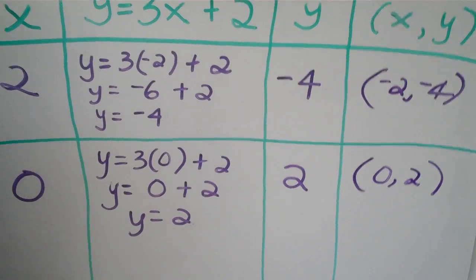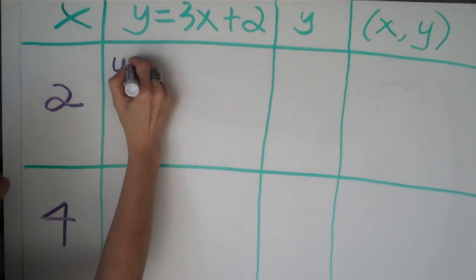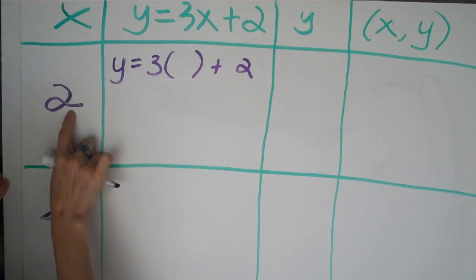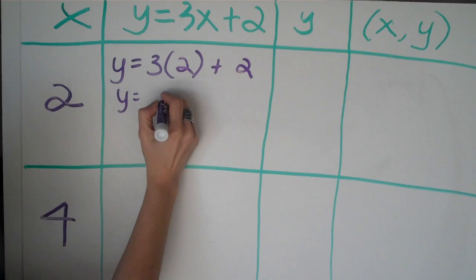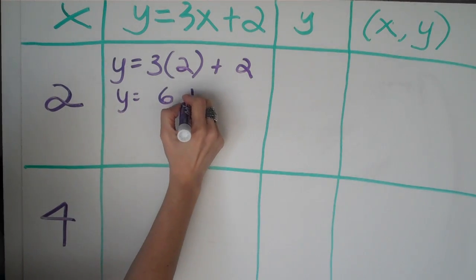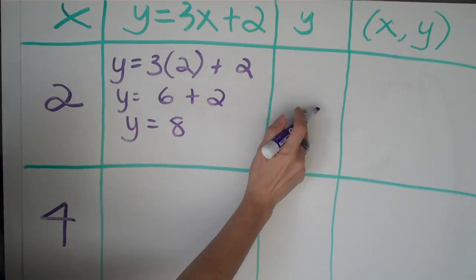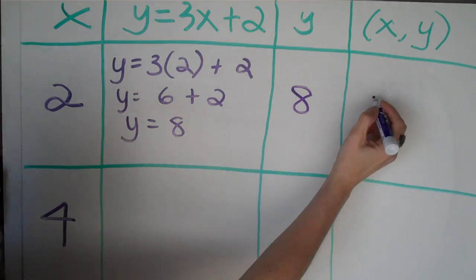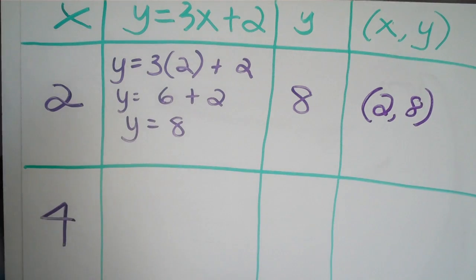Okay, so I'm going to continue this chart, and now our x is equal to +2. So y equals 3 times something plus 2. Again, now our x is 2. I'm going to go ahead and plug that in. So y equals 3 times 2, which is 6, plus 2, which is 8. So y equals 8. Now I'm going to put that in my y column. Y equals 8, and I have my coordinates 2 and 8.